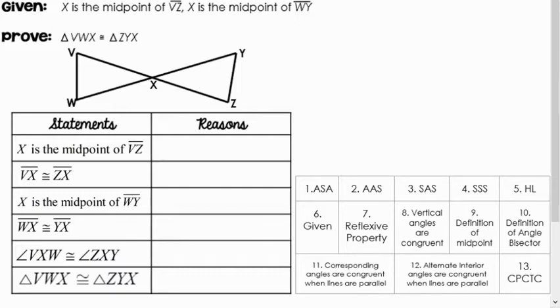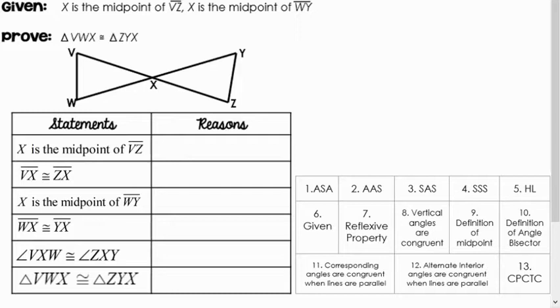It says, given that X is the midpoint of line segment VZ and X is the midpoint of line segment WY, prove that triangle VWX is congruent to triangle ZYX. So let's go through and just mark what we know based on each of those given statements.